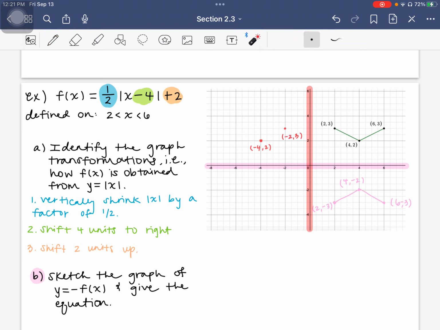And lastly, we have 6, 3, so reflecting this across our y-axis, we're going to have minus 6, 3. So this is our graph reflected across our y-axis here.